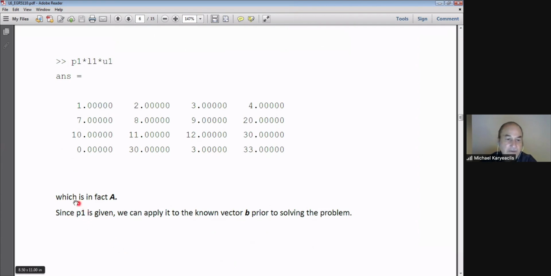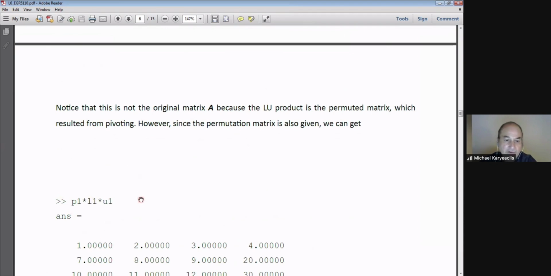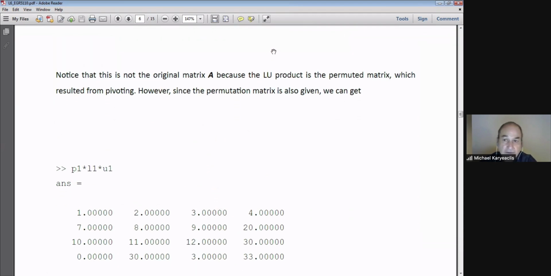Now, since P1, the permutation, is given, if we want to solve this problem sequentially the way I indicated, Uy equals b, and then Lx equals y, that's pretty easy. But you have to remember to multiply b by P1 in order to rearrange its rows in order to apply the LU. Other than that, everything is fine. And every time you have a new b, you can just repeat these two statements and it will solve the problem for you. Any questions so far?